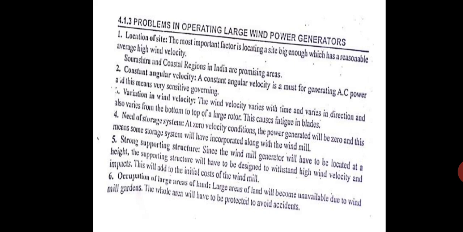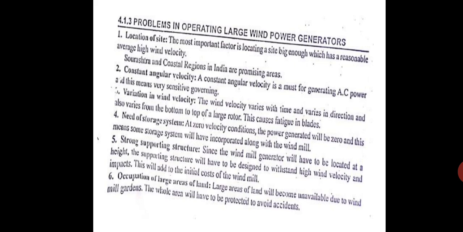Then the need for a storage system. At zero velocity conditions, the wind power generation will be zero, and this means some storage has to be incorporated along with the windmill. Actually, there is no storage nowadays. All these windmills are connected to the grid. So initially some power is required to start, and that is taken from the grid itself. So there is no question of storage.